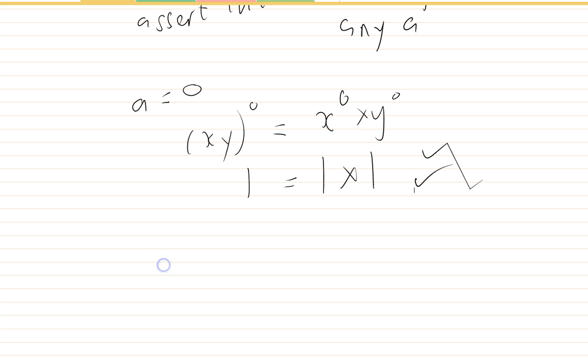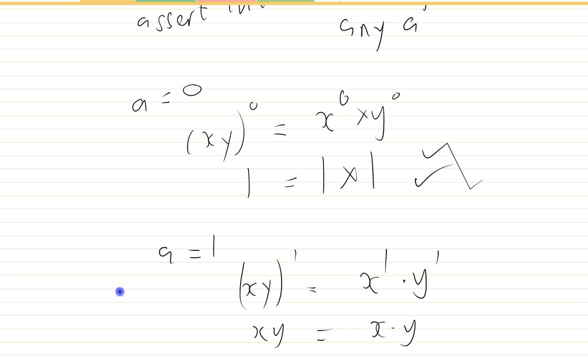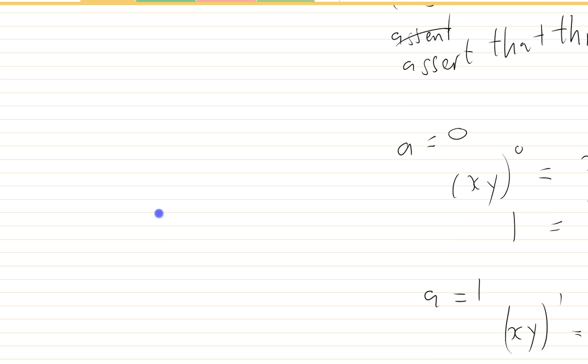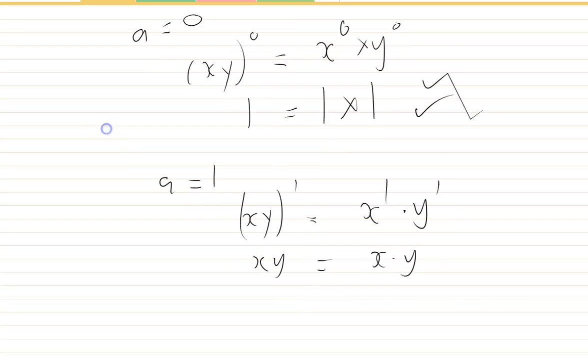That's supposed to be a tick. a equals 1. xy to the power 1 equals x to the 1 times y to the 1. Well, that's just saying that xy equals x times y. Well, of course it is. So there's nothing clever there. And we know that it works for any larger number.